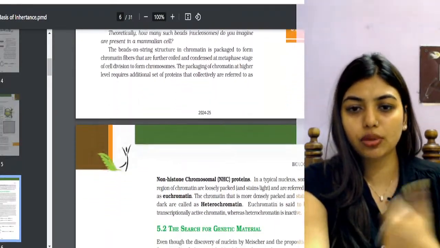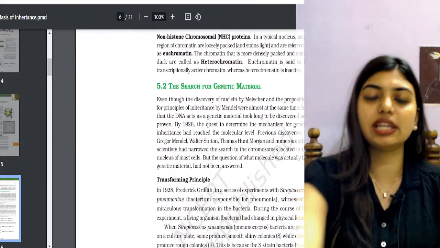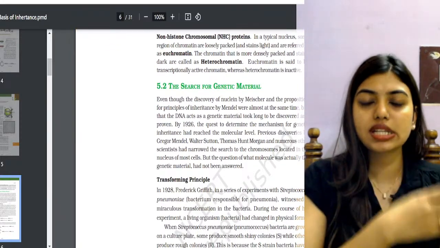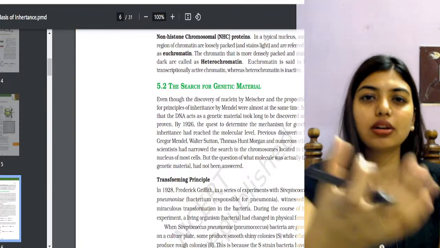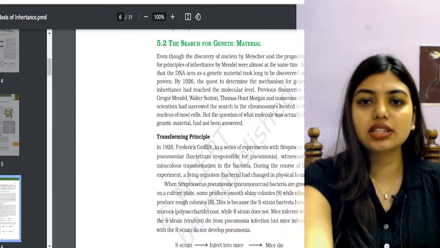And then we studied about chromatin. We studied about euchromatin, heterochromatin. Depending on their staining, they are eu and hetero. Eu is light, hetero is dark. And then search of genetic material.